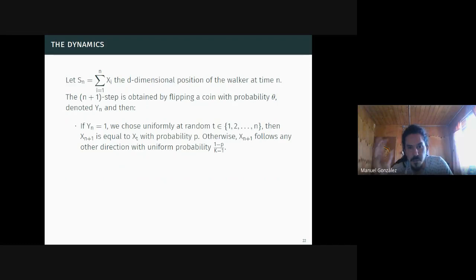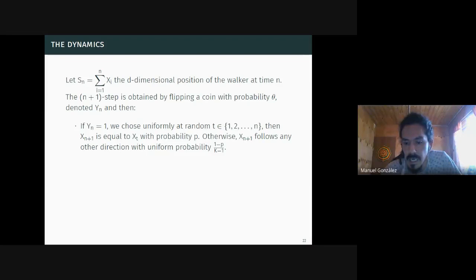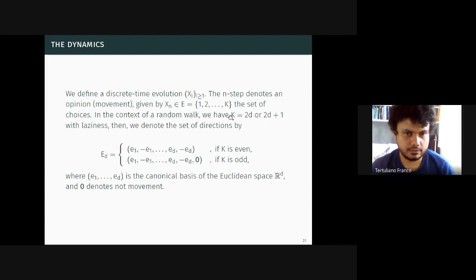Sorry, maybe a question. Yeah, maybe the question: who is K there? Sorry? Who is the parameter? It's the number of possible directions. Okay, sorry. Thanks.